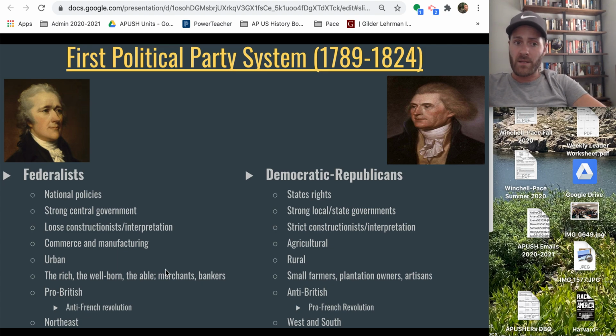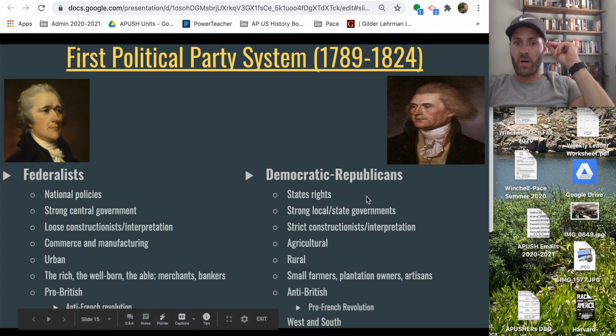The Democratic Republicans are going to be in favor instead of states' rights, right? A limited central government with stronger local and state governments, with a strict interpretation, right? The federal government can only do what it says in the Constitution that they can do. They're going to be in favor of an agricultural style economy.